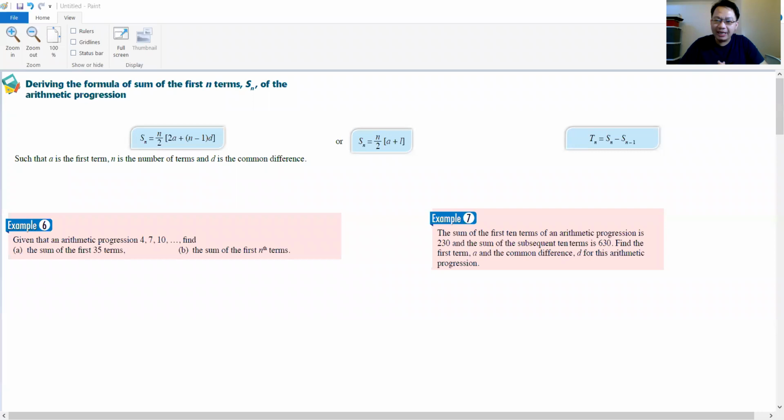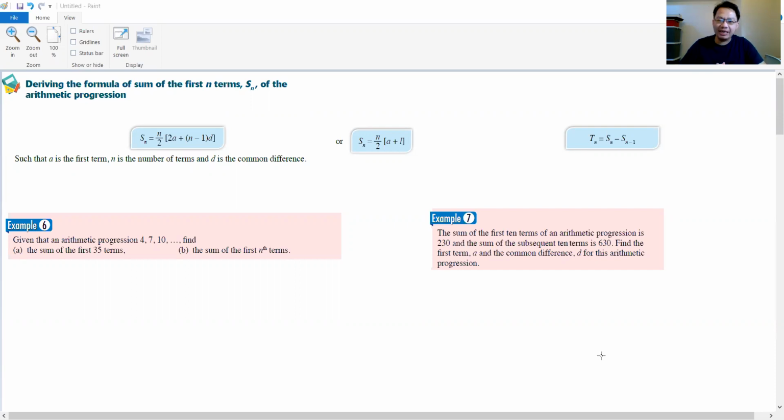Okay, so I will share the notes with you. Okay, where's the notes? Okay. So this is the notes for today, the last topic of arithmetic progression.